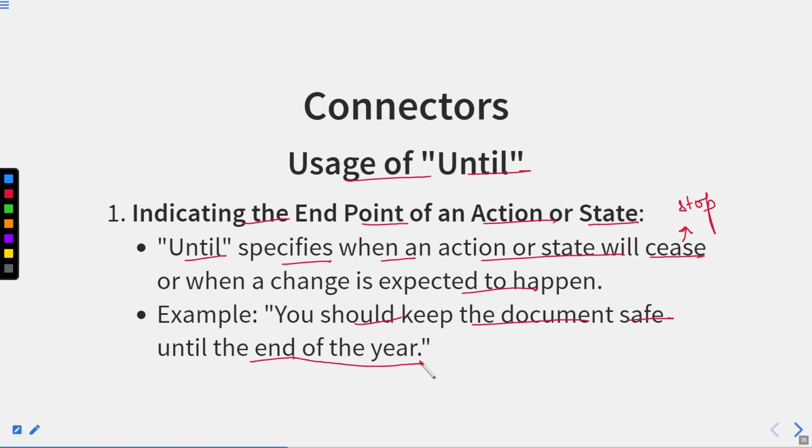Now, until and till both serve the same meaning. But what is actually the difference between the two? We'll discuss it later on. But before that, let me tell you, you should keep the document safe until the end of the year. Obviously, the end of the year will come one day, and we know well when that day is. But it should be kept until the end of the year, it means till the end of the year. So until is actually time bounded.